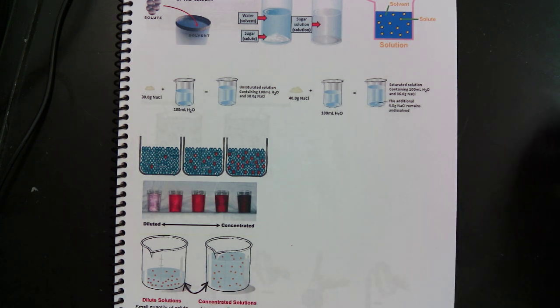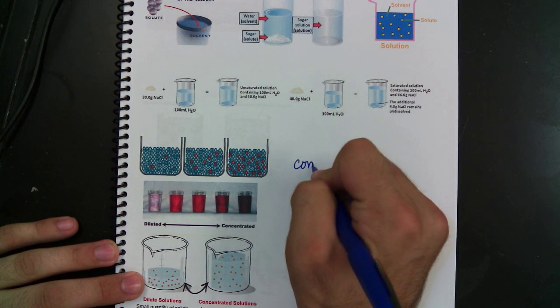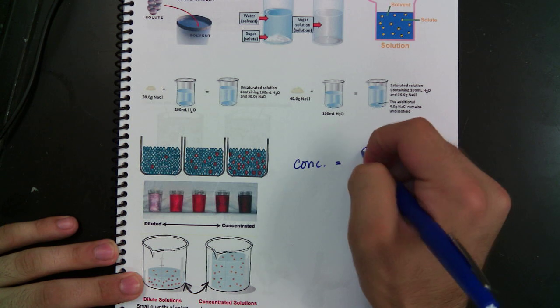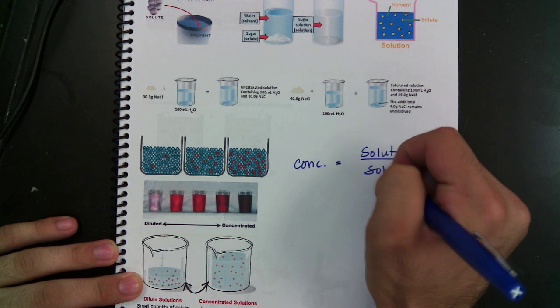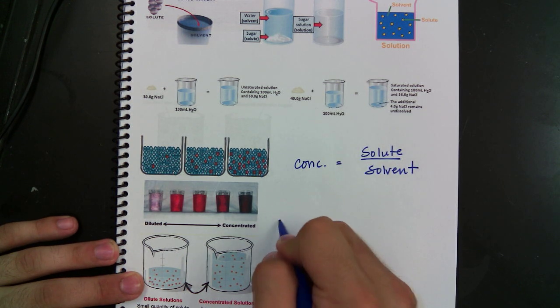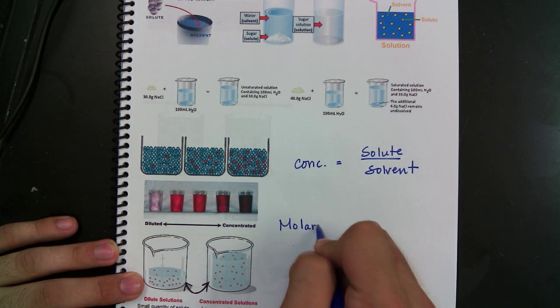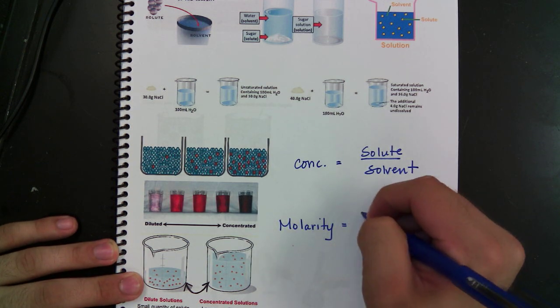We looked at concentration generally, so the amount of solute per solvent, and there are lots of ways to express concentration. One of those is molarity, and we'll see it. I gave you the formula on the next page. Molarity is just a specific way to represent a concentration. It's one of the many different ways you can represent the concentration of a solution.